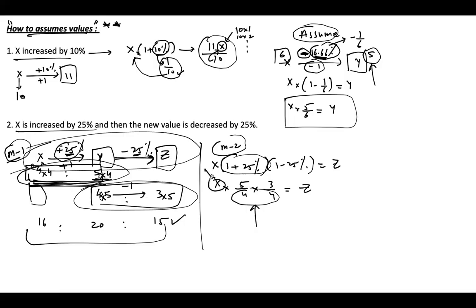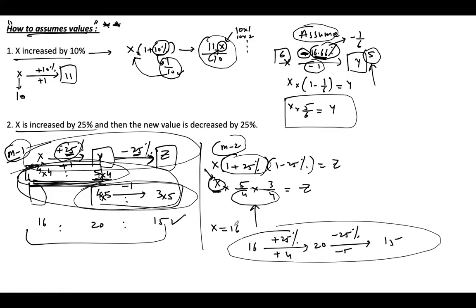Why couldn't we simply take x to be 16? That would reduce this step. Let's say if I'm taking x as 16, then increase this 16 by 25%. 25% is 1/4. Then decrease by 25%, which is 1/4. So 15. Same thing.